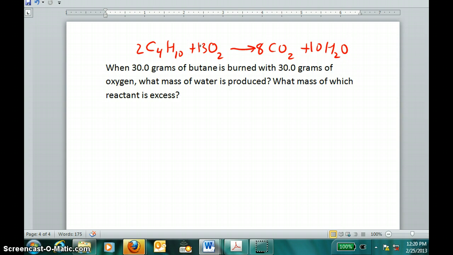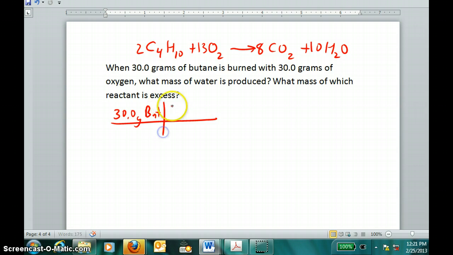Now, we've got 30 grams of butane, one reactant, 30 grams of oxygen, the other reactant. Again, one of them has to run out first. Our first goal always is to calculate who's limiting. And I start by comparing moles. Masses don't tell me. Moles will.